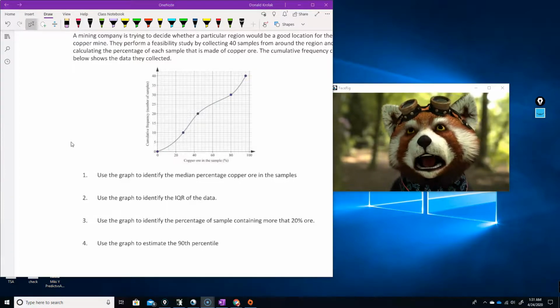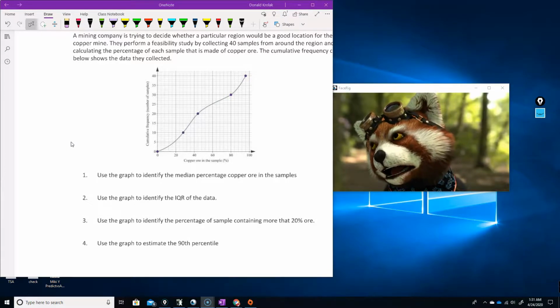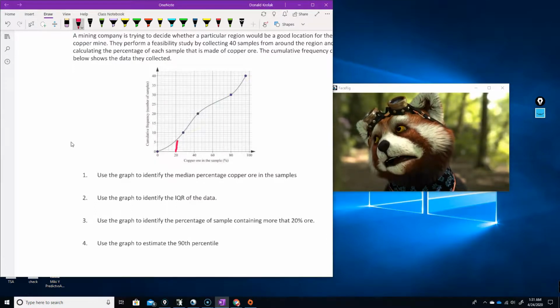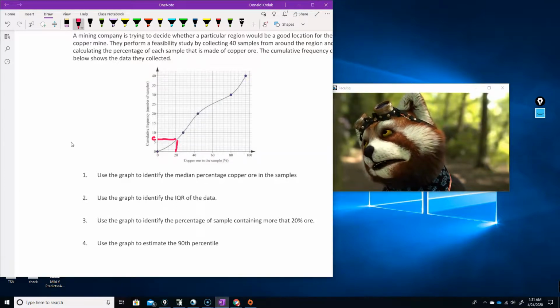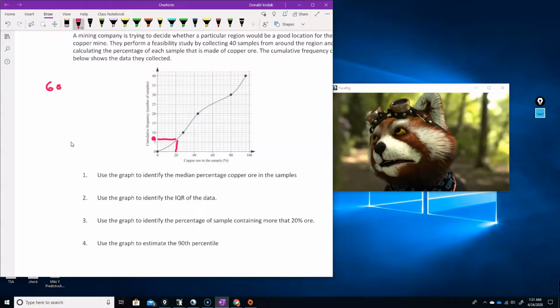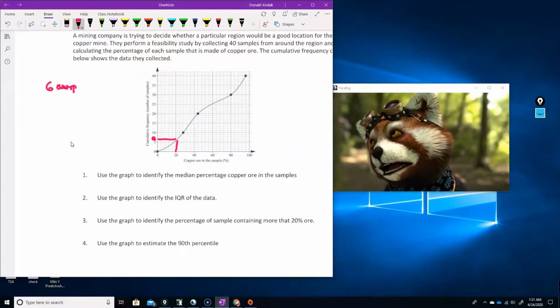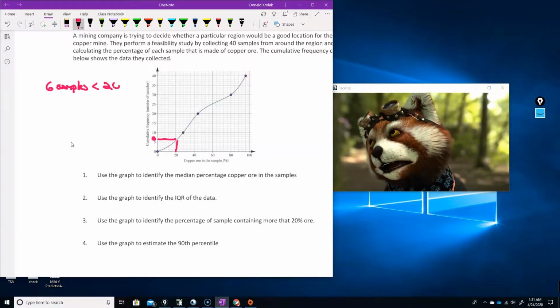All right, next, it asks us to use the graph to identify the percentage of samples containing more than 20% ore. So if we look down here on the x-axis, this is the percent of the sample that is copper ore. There's 20. So if we draw a vertical line up to our graph and then over, it looks like it's about 6. All right, so we've got 6 samples that contain less than 20% copper ore.